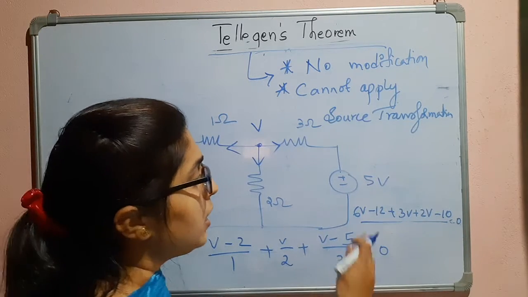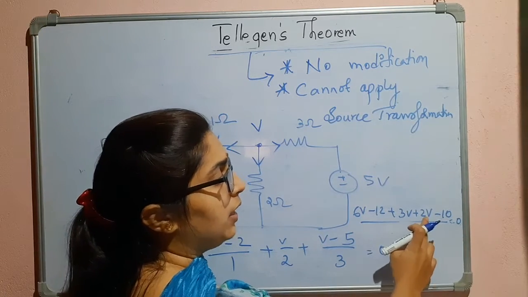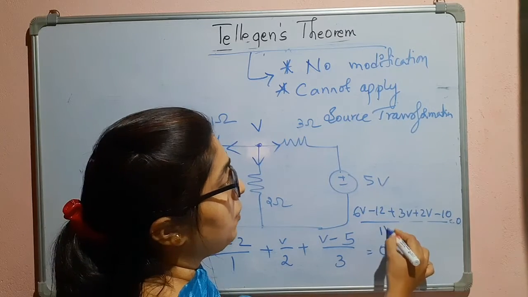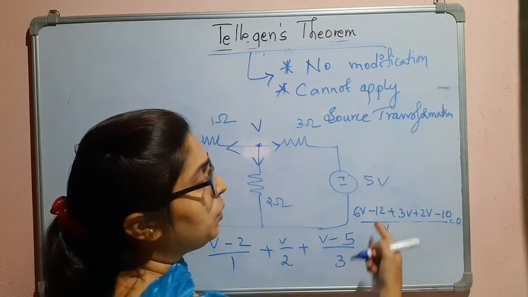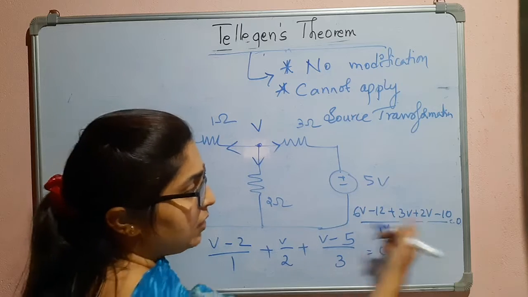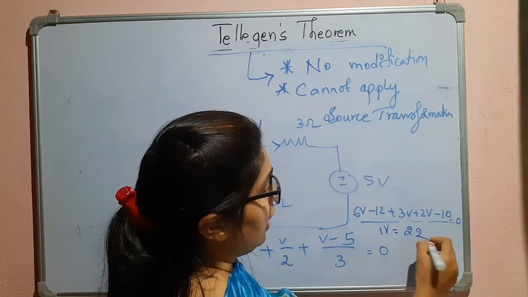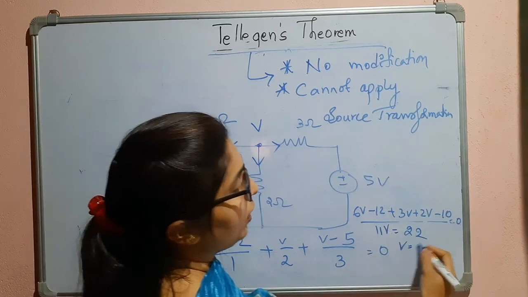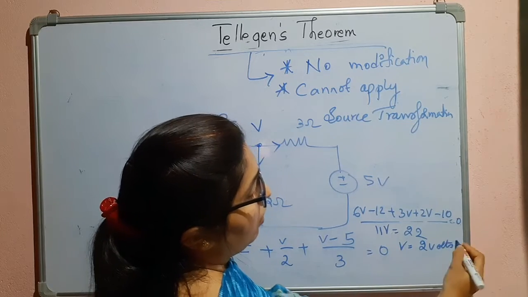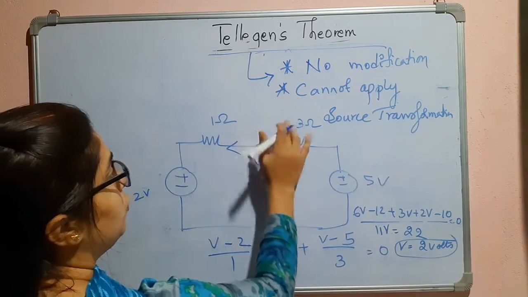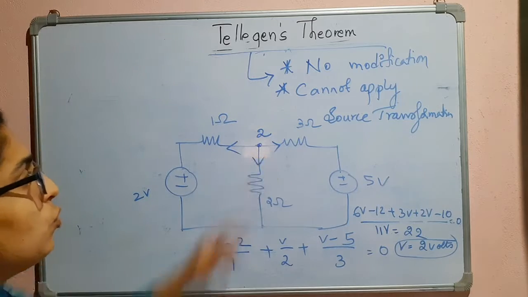So I am removing it. 6V plus 3V is 9V. 9V plus 2V is 11V. And this one you can see it is 22, right? So that gives 11V equals 22. So voltage will be equal to 2 volts. Okay, so this is your 2 volts.